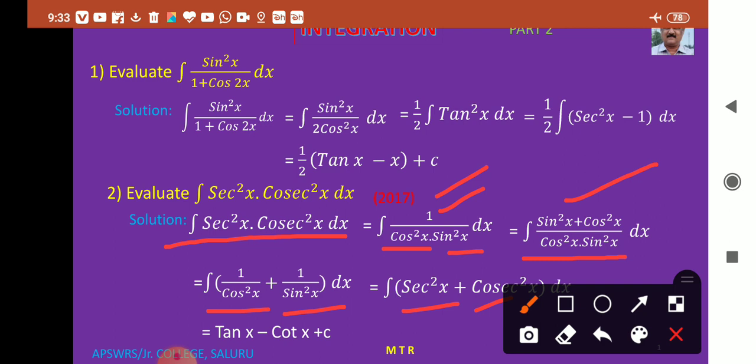So you observe here the product of secant square into cosecant square is nothing but the sum of secant square plus cosecant square. So the product of secant square cosecant square is equal to the sum of secant square and cosecant square. Okay. Here you know the integral secant square x is tan x. Integral cosecant square x is minus cot x. Plus c here. Okay.